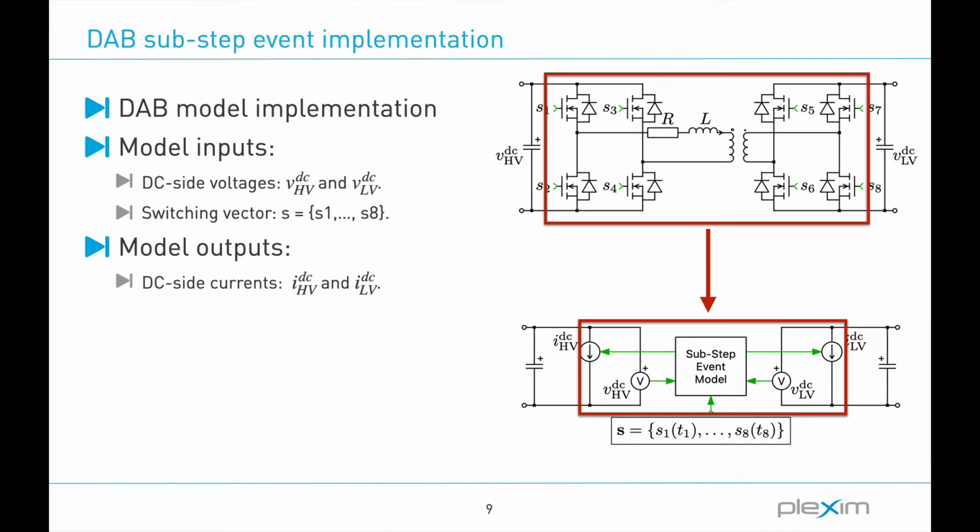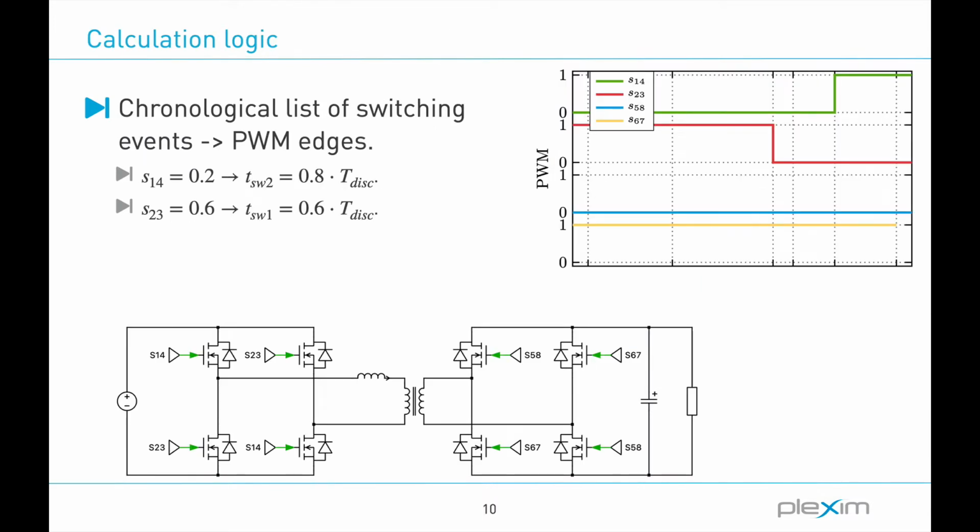The inputs of the model are the DC side voltages and forced switching events, so the incoming switching signals, and the outputs are the DC side currents. Let's look in detail at the calculation of one complete model step. First we start by reading in the switching signals with a very high temporal resolution and put any switching transitions into an event queue.